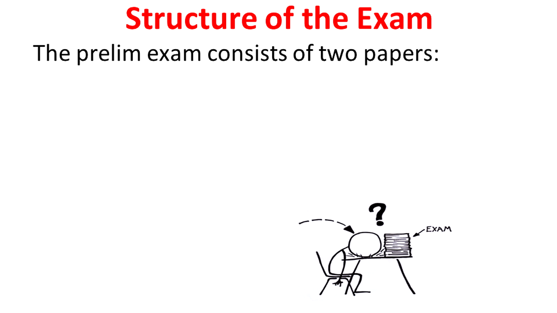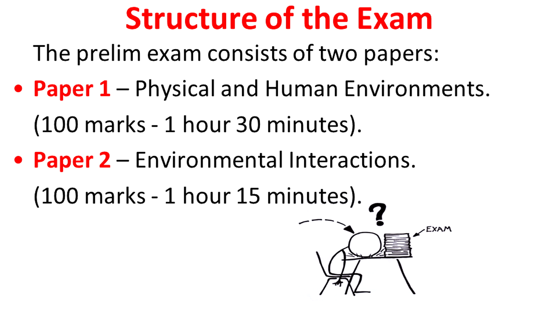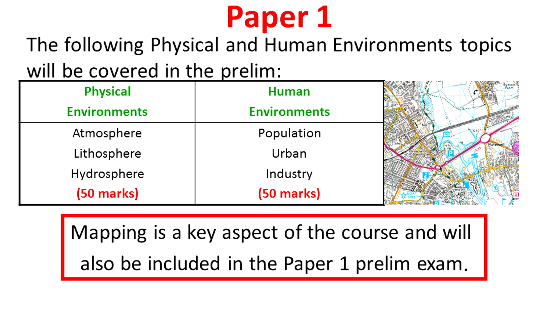This year's exam is broken into two separate papers. Paper 1 is the Physical and Human Environments paper, and it's an hour and a half long, whereas Paper 2, the Environmental Interactions exam, is an hour and 15 minutes long. As you can see, Paper 1 covers a huge range of topics over the higher course.